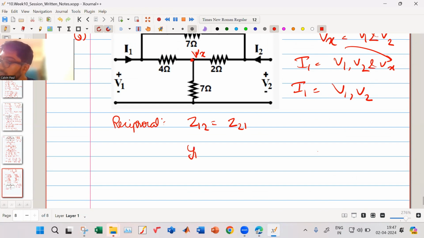Also, if you see carefully, Y12 is equal to Y21. So if it is reciprocal in Z parameter, it will be reciprocal in Y parameter, it will be reciprocal in H parameter also, and reciprocal in ABCD parameter as well.